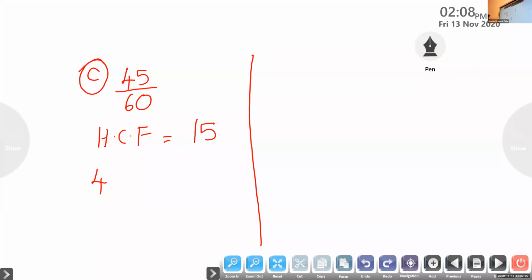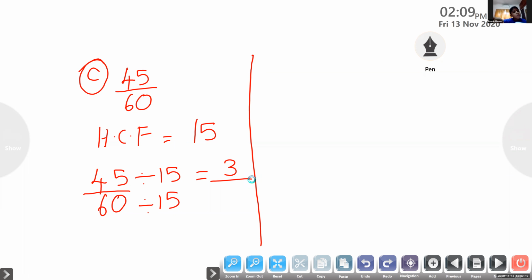45 by 60, divide by 15. Here also divide by 15. 15 times 3 is 45, and 15 times 4 is 60. So the answer is 3 by 4.